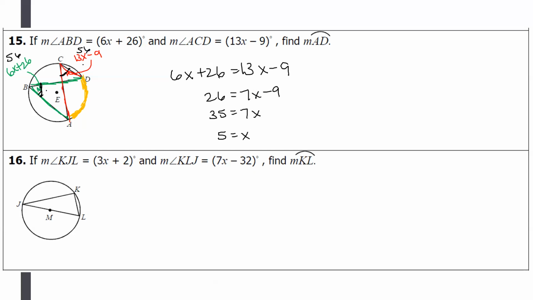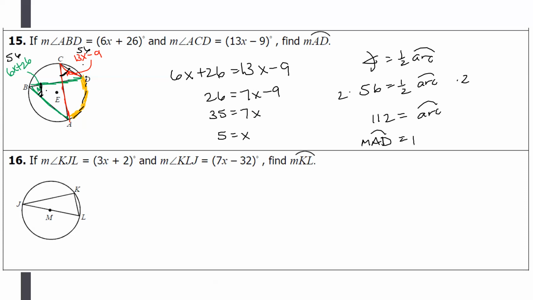Okay, well, if the angle is 56, let's find the arc inside of it. The angle is half of the arc inside of it. The angle is 56. Let's find the arc. So let's multiply both sides by 2. So the measure of that arc, which is actually arc AD, is 112 degrees.